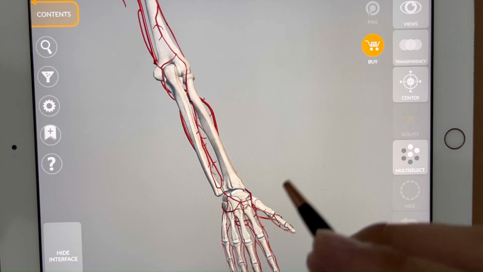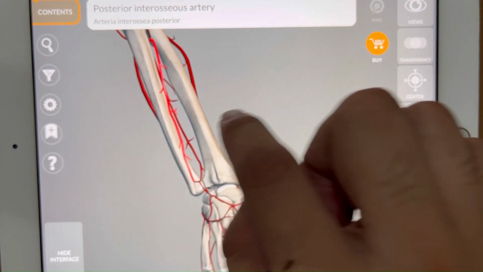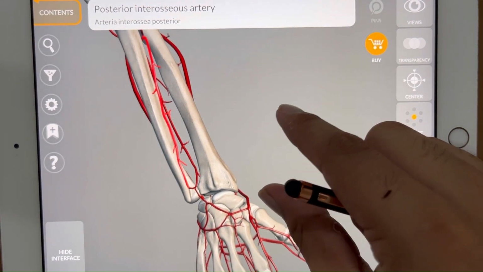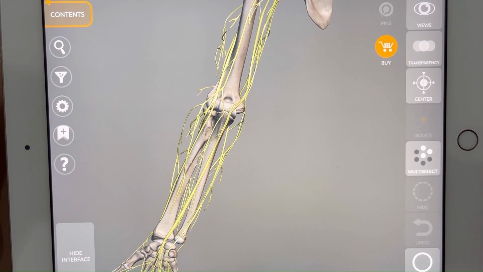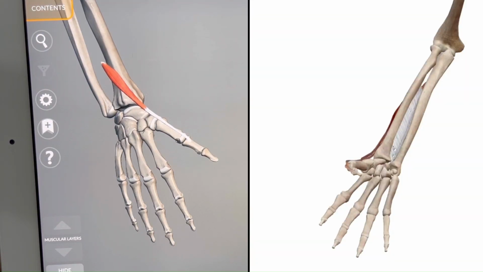Now student, moving toward the blood supply. So this muscle is supplied by the posterior interosseous artery. This highlighted artery is the posterior interosseous artery. Student, this muscle is innervated by the deep branch of the radial nerve. Now student, this muscle plays an important role in the extension of the metacarpophalangeal joint of the thumb.